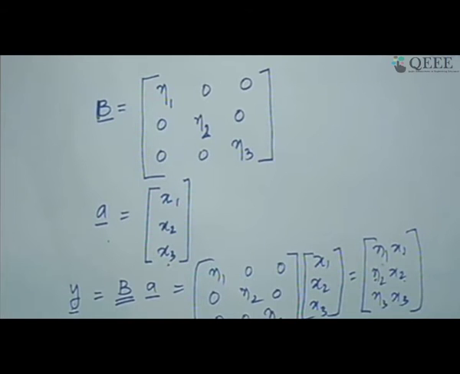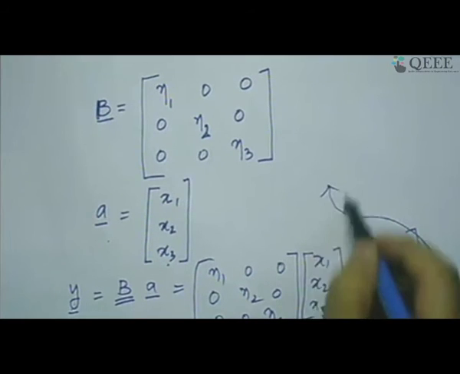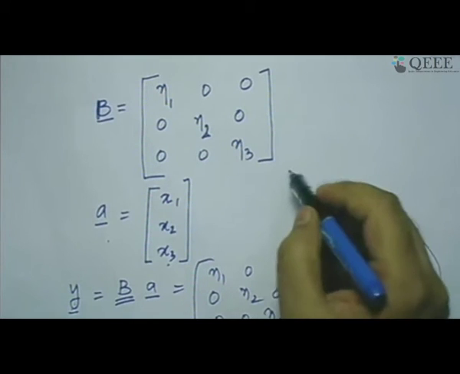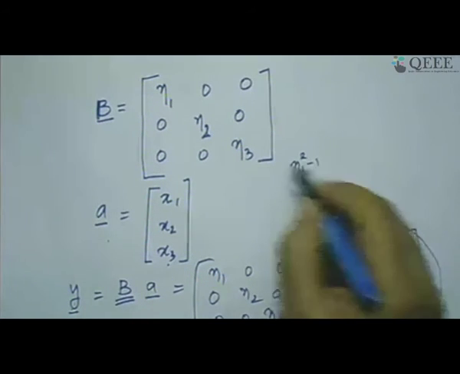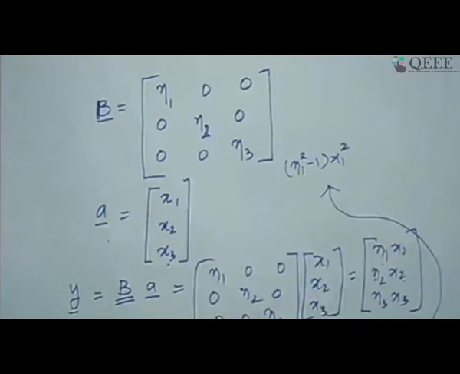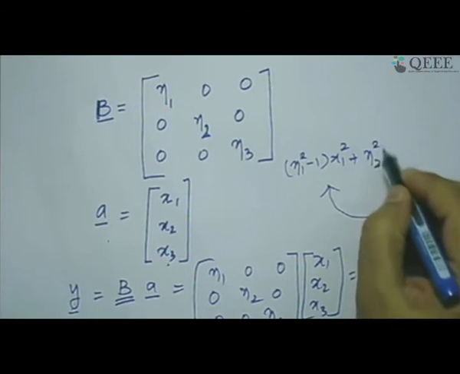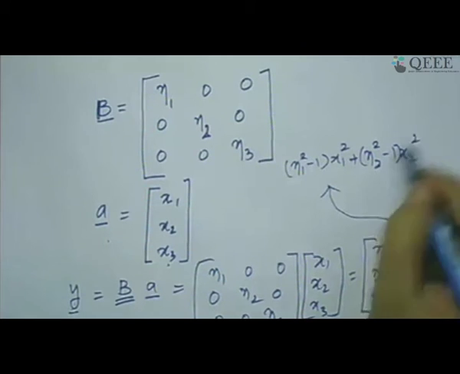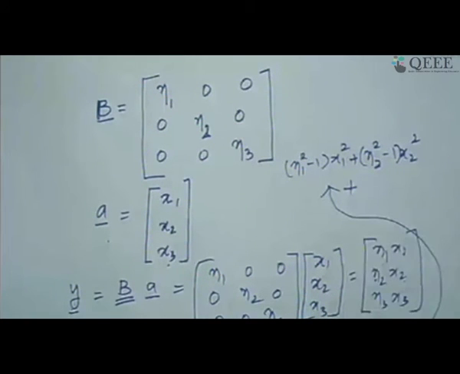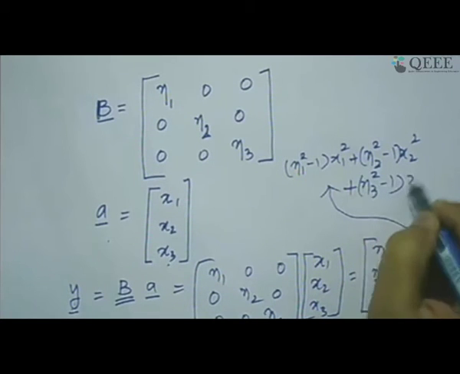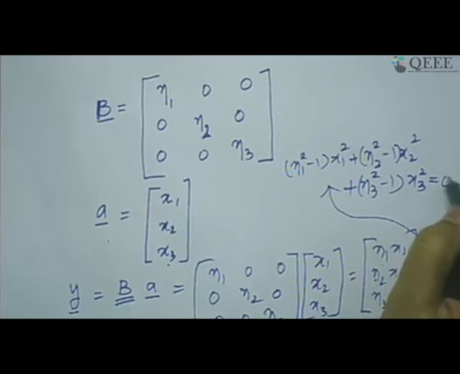So now you can collect all the terms. Let me collect all the terms with x1. That gives me eta 1 squared minus 1 times x1 squared. So these two terms are done. Let me take the next two terms: plus eta 2 squared minus 1 times x2 squared, plus the last terms, eta 3 squared minus 1 times x3 squared, equal to 0.